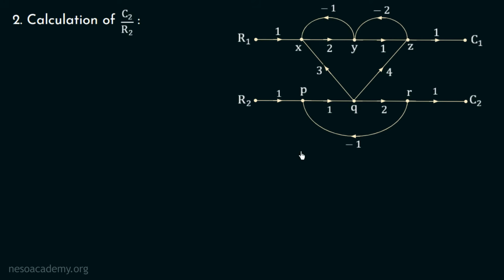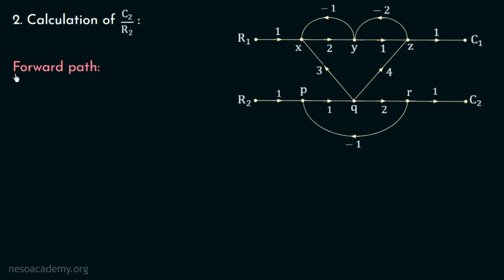Now, if we observe the signal flow graph, we can see that the input R2 is moving towards this upper portion of signal flow graph. And that's why we will consider this complete signal flow graph while calculating the transfer function C2 over R2. As this input R2 has an effect in this upper portion of signal flow graph too.